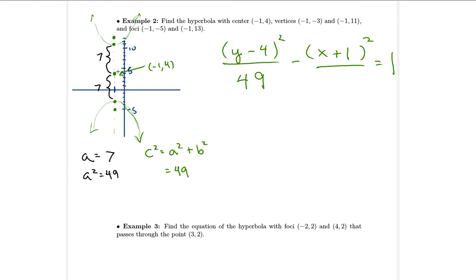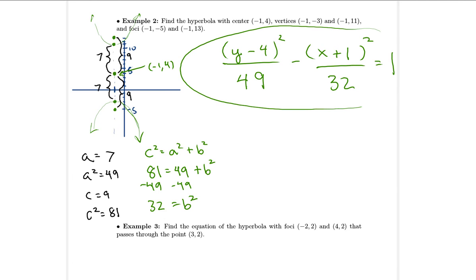Yes, I do, because I can take this distance from the center out to the focus, which would be 9 in both cases. So c is 9, so c squared is equal to 81. So I have everything I need to solve for b squared. b squared is equal to 32, so I can stick a 32 right there. And that'll be the equation for the hyperbola that fits this particular description.